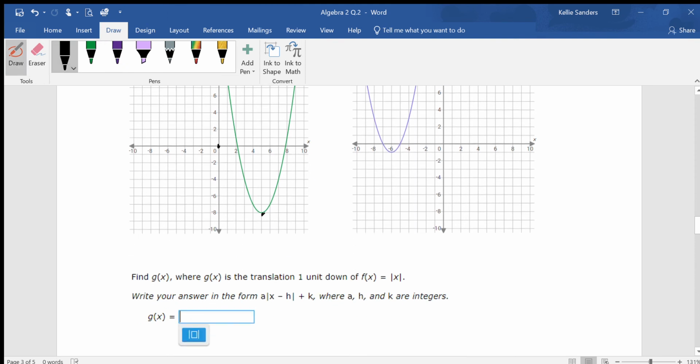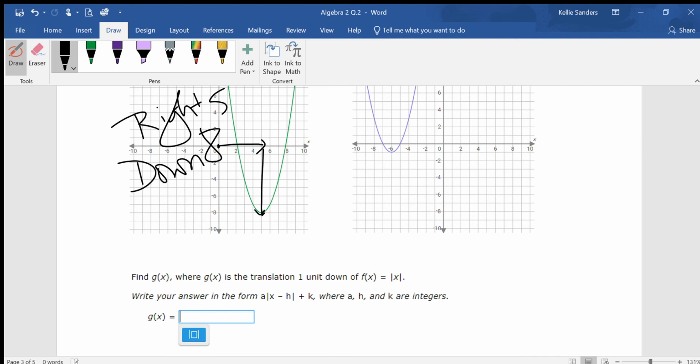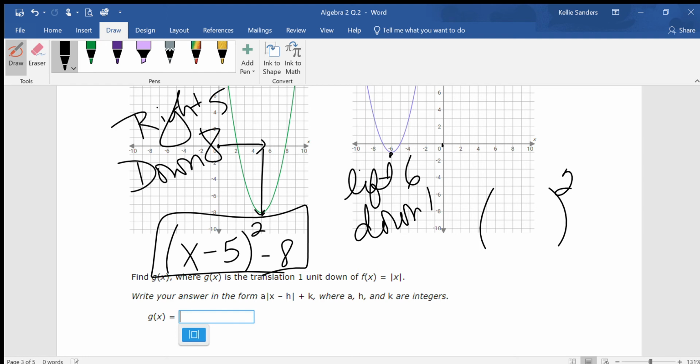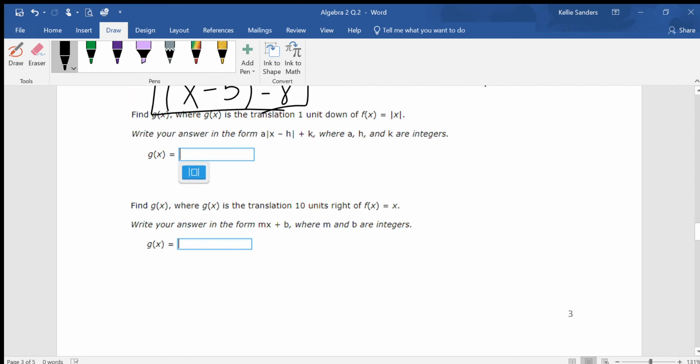How do we get to here? We're going to go right 5 and down 8. So the right 5 would be a minus 5. The down 8 would be minus 8. And to get to here, from here, we would go left 6 and down 1. So we're going to have an inside. Left 6 would be plus 6. Down 1 would be minus 1.